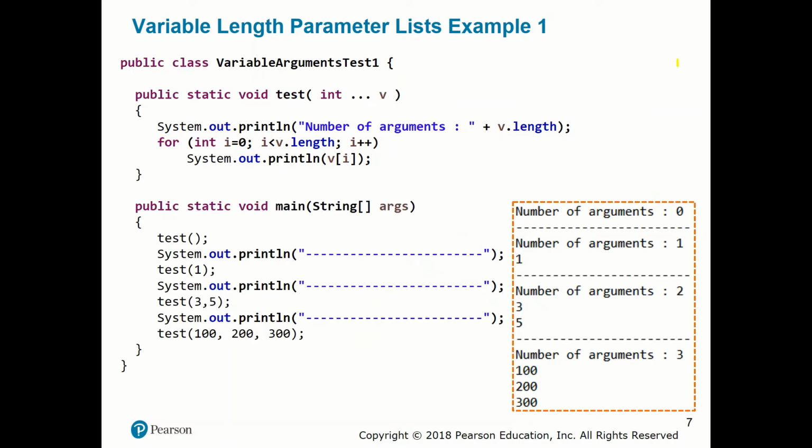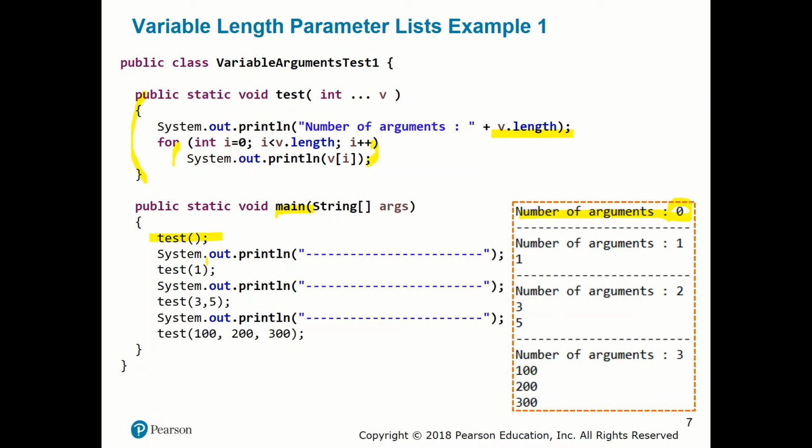Okay, this example shows how to call test using variable length parameter. So this is the same test method we have seen on the previous page, and in the main we call the test method several times. At first we call the test method without parameters. Then v does not have any data, right? So the number of arguments is 0. Okay, v the length is 0, and there is nothing to print out here.